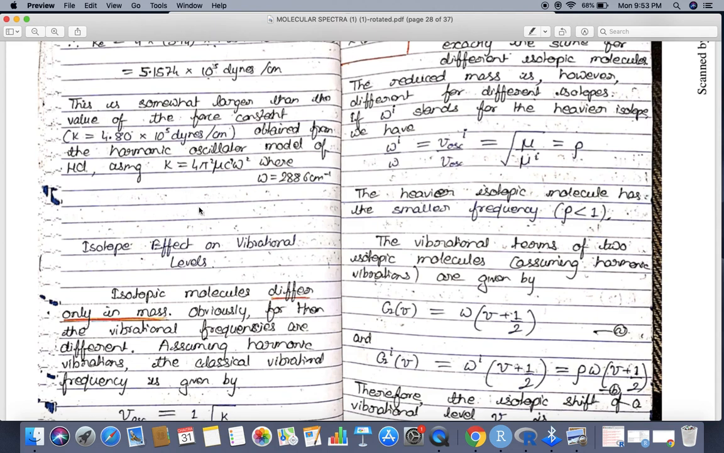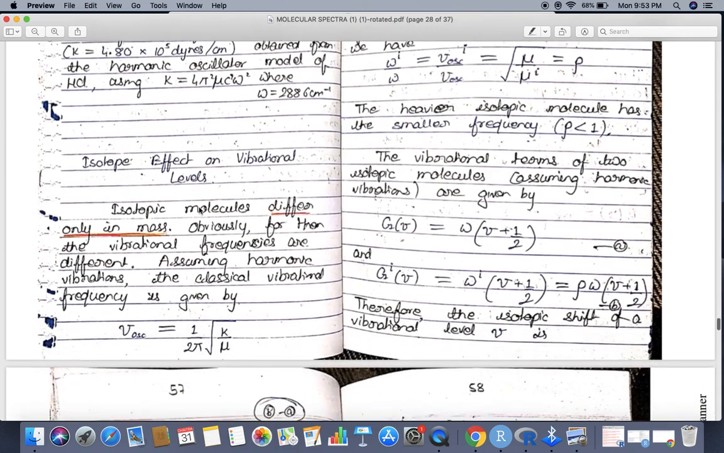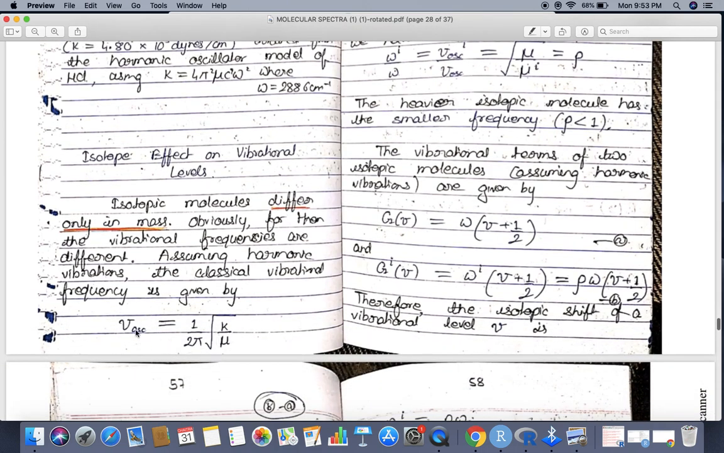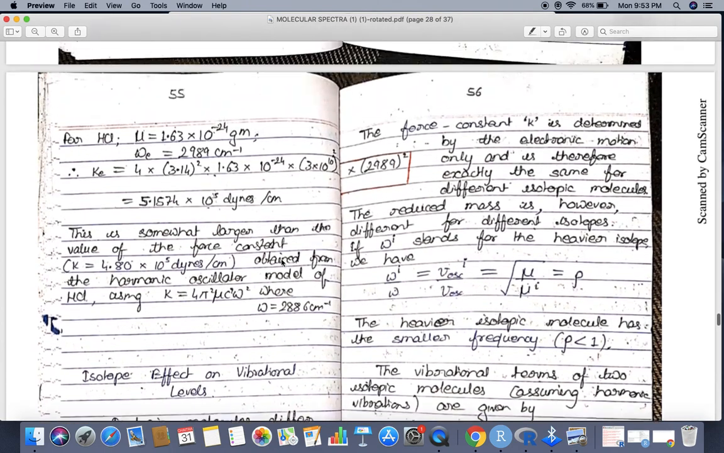this isotope effect influences the isotopes in a rotational spectra. In the same fashion, we'll be looking at the isotopic effect in the vibrational levels. So isotopic molecules differ only in mass. Obviously, the vibrational frequencies are different. Assuming harmonic vibrations, the classical vibrating frequency is given by ν_osc = 1/(2π) √(K/μ).